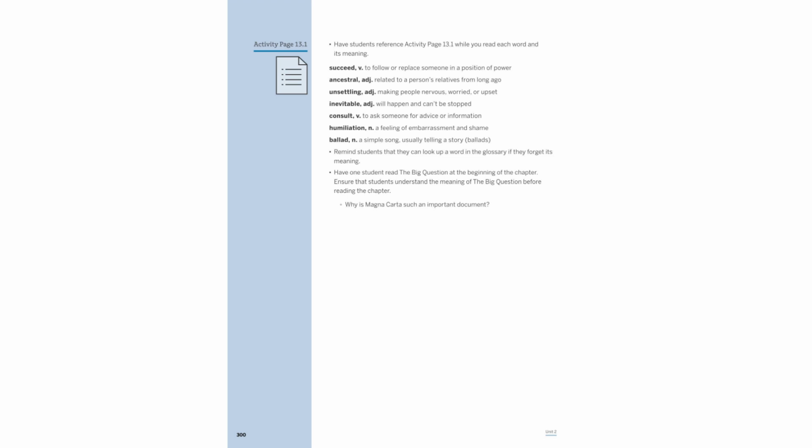King John succeeded his brother, Richard, but faced challenges. He lost ancestral lands in France, leading to unrest. His rule was marked by unsettling decisions and inevitable conflicts with nobles. This tension set the stage for the Magna Carta, a pivotal document in limiting royal power and establishing legal principles. Understanding these terms helps grasp the historical context.